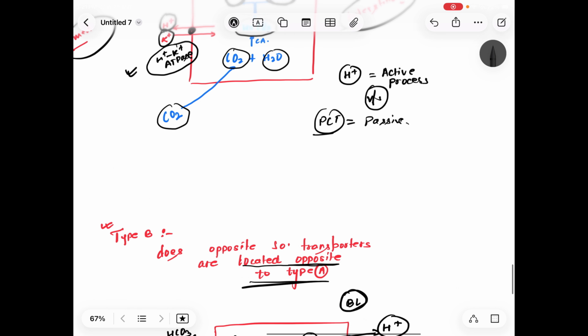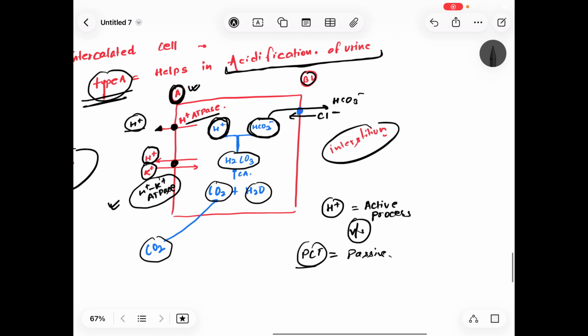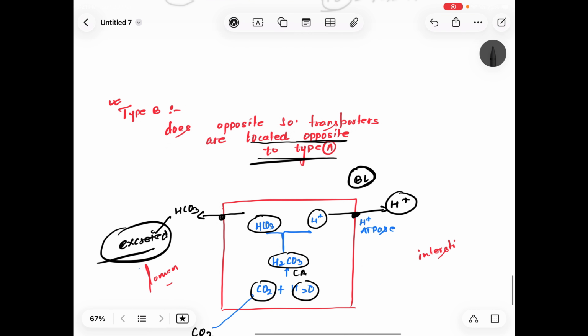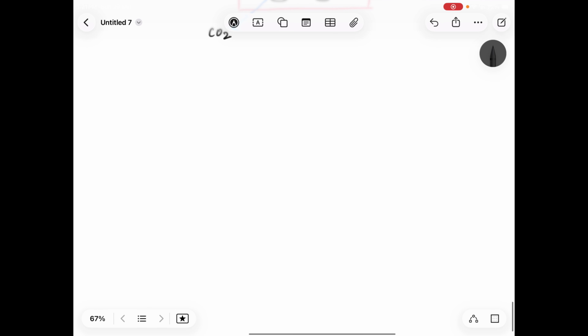One more thing to be noted is we have one receptor on the alpha cell, or type A intercalated cell. The receptor is the aldosterone receptor. So it actually increases the function of this H plus ATPase. It helps in secretion of the H plus ion also. Now we have discussed all parts of the nephron.